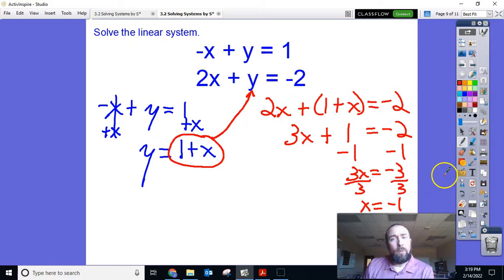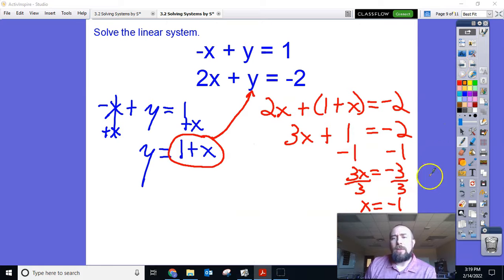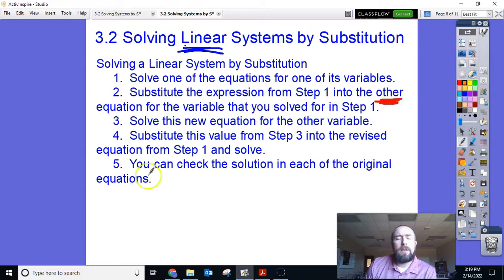X is negative 1. I just need now my y value, because remember, we're looking to see what point these lines cross each other, if they do cross each other. So how would I get the y value? What you do is you take this negative 1 right here, and you substitute that into this other equation. So let me go back to my steps. Step number 4 says substitute this value from step 3 into the revised equation from step 1 and solve.